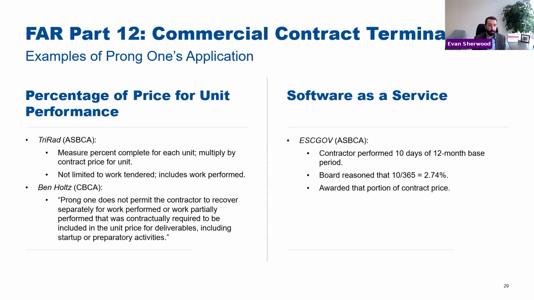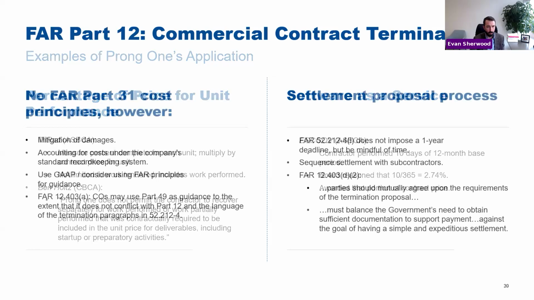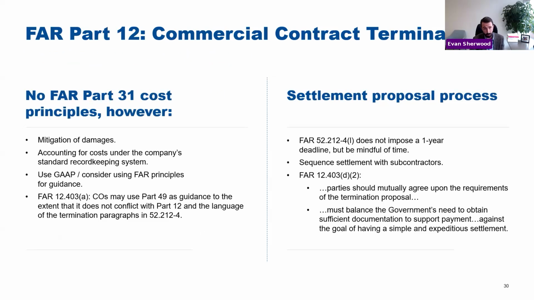But it can get a little bit complicated because not everything is unit pricing. There is another decision involving software as a service where there was a 12-month license fee and the contract was terminated after 10 days. And the board said, well, 10 days out of 365 days is 2.74%. So that's the price, right? This goes to show you want to think about what's the fair and reasonable way to account for the percentage of price for the work that you've done prior to termination. There's no one-size-fits-all answer to that question.